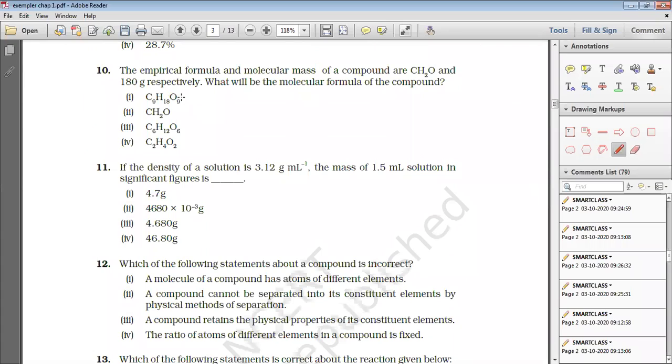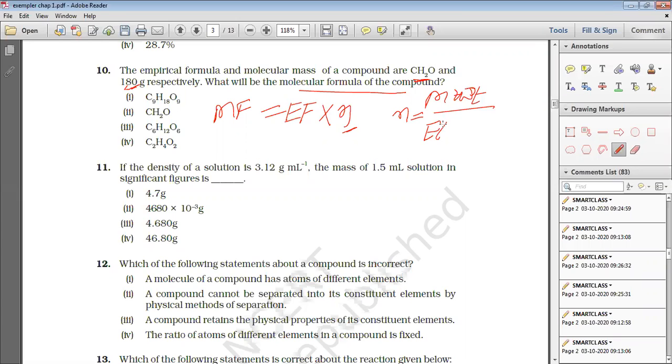The empirical formula and molecular mass of a compound are CH2O. See, this is the empirical formula and molecular mass is 180. What will be the molecular formula of the compound? We know that molecular formula is equal to empirical formula multiplied by N. Now how do we get N? N is equal to molecular mass, or we can say molecular weight, divided by empirical formula weight.